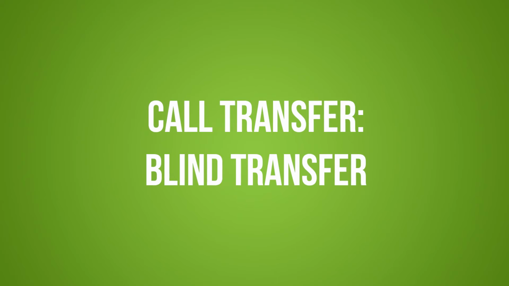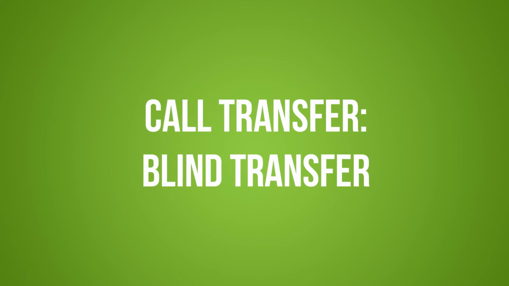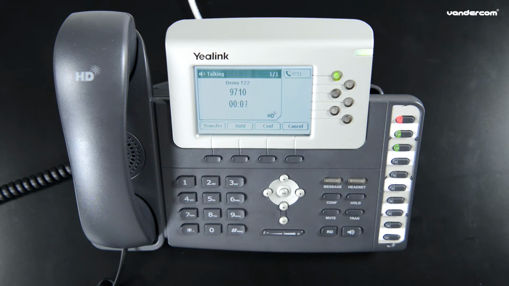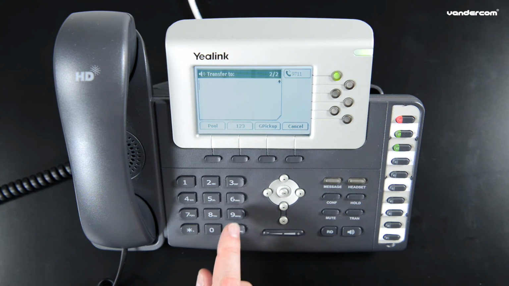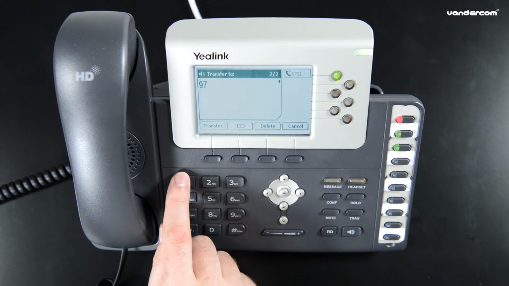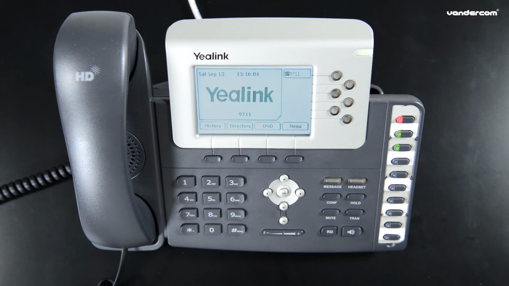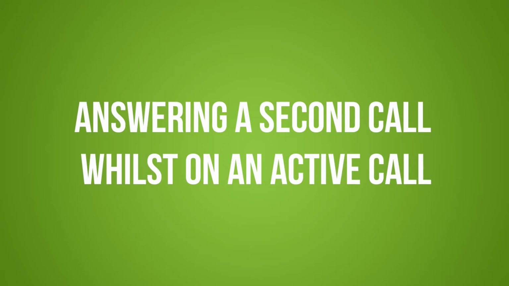Call transfer. Blind transfer. This one is useful in an office where a colleague is just opposite you. When a call is in progress, press Transfer. Enter the number to transfer to, and press Transfer or replace the receiver, and the call is passed straight away.